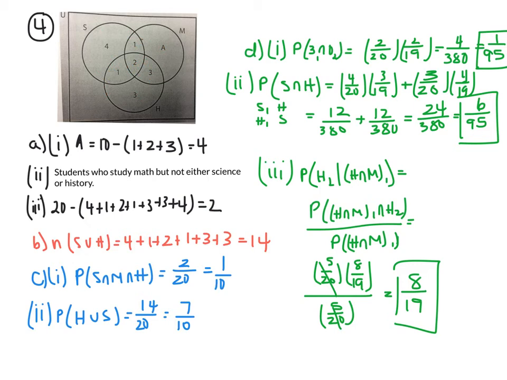The last one says the probability that the second student studies history, given that the first student studies both history and math. So again, there's two ways you can do it. You can find the probability of the and divide the probability of the given. Or you can say, okay, if one student that studies history and math is taken out, that means there's 8 students left that study history. Originally there was 9. There's 8 students left that study history and only 19 students total. So there's an 8 out of 19 chance that that second student studies history, given that the first student studies both history and math.